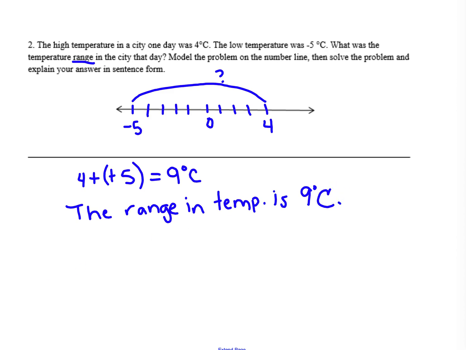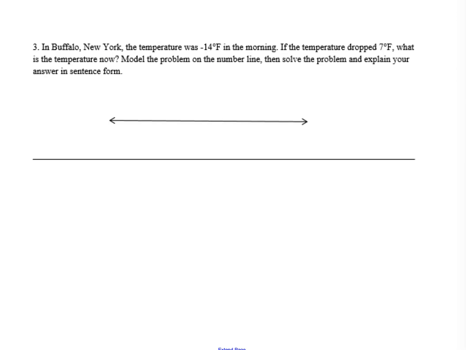All right, we're going to go ahead and try one last problem. In Buffalo, New York, the temperature was negative 14 degrees in the morning. If the temperature dropped 7 degrees Fahrenheit, what is the temperature now? Model the problem on the number line, then solve the problem and explain your answer in sentence form. Go ahead and pause the video and try this one on your own.